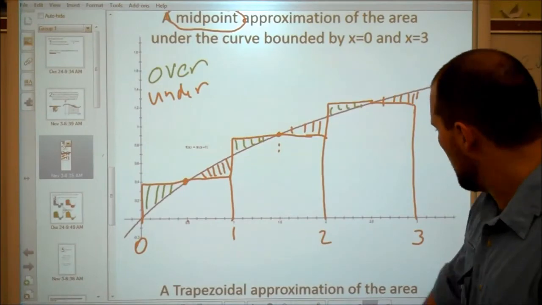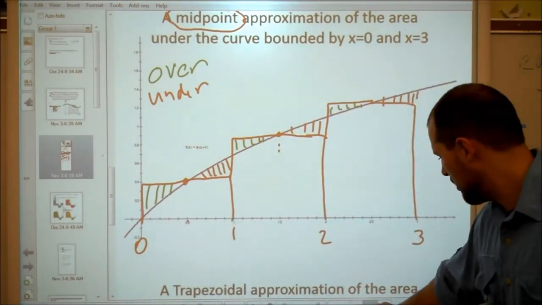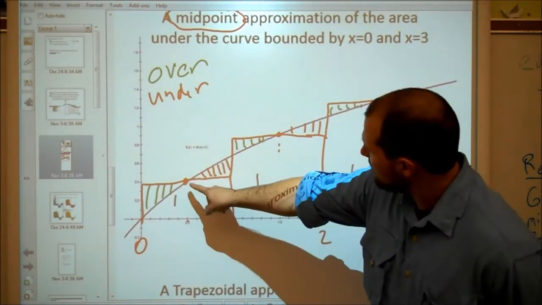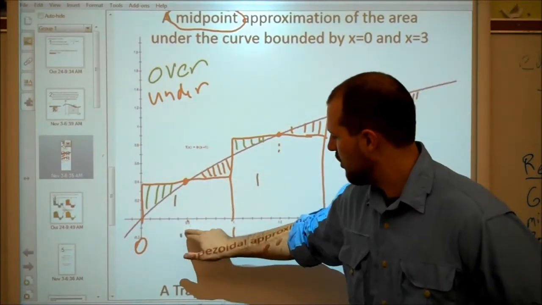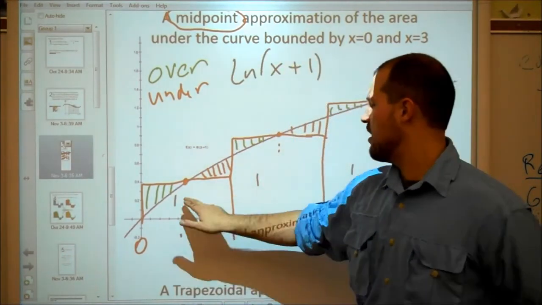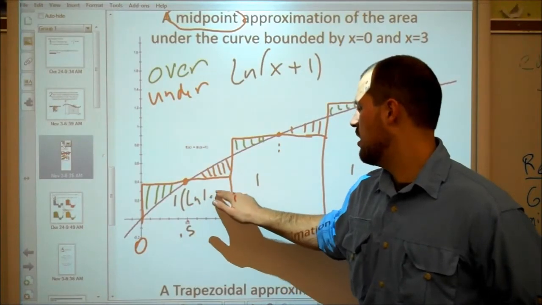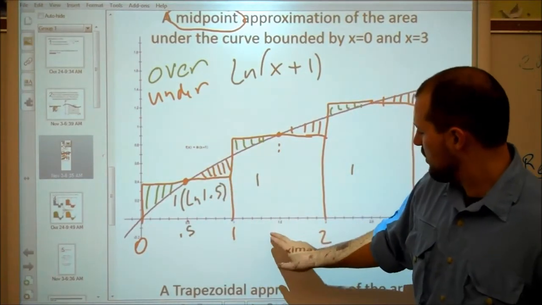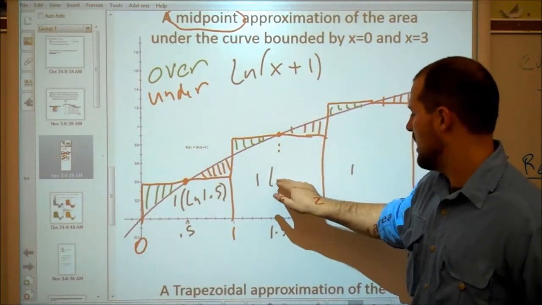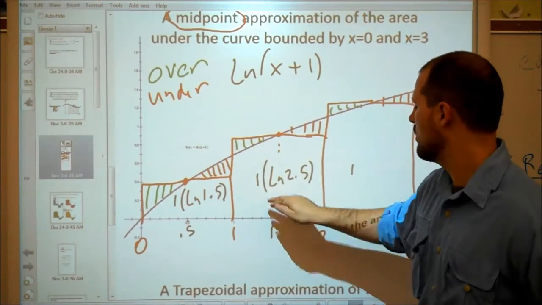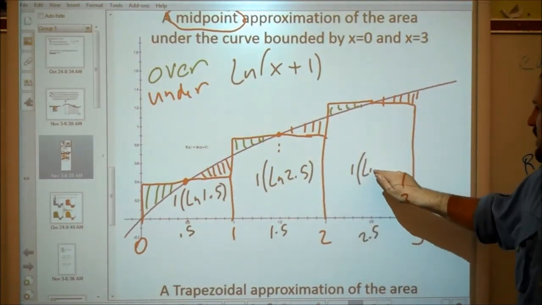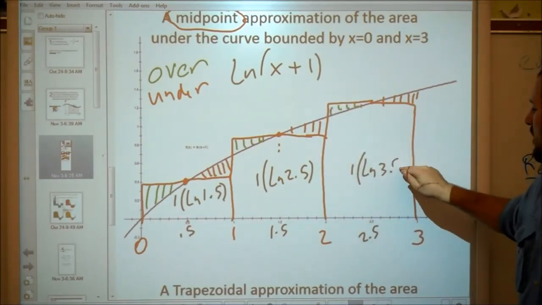Let's actually find the areas. Now, the width of each rectangle is still 1. So I still have a 1 in there, 1, 1, 1. The heights are a little bit different because now that x value was 0.5. So if I had natural log of x plus 1, I'm putting in a 0.5 right there, so this is natural log of 1.5. The x value that we used here was 1.5, so I need the y value associated with that, so that's natural log of 2.5. And then over here I'm plugging in 2.5, and so that's natural log, add 1, of 3.5.